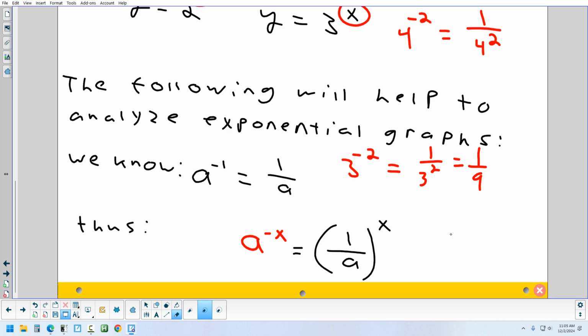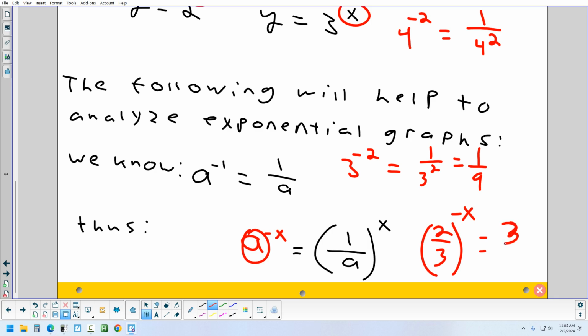I'll just do one more. Let's say we have 2/3 to the negative x. If I want to get rid of that negative, take my base, flip it, so make it 3/2, and then change the exponent to a positive. So that's what a negative exponent has to do with it. It's flip it. And if you ever forget, you could just put this in y1, put that in y2, and see if they look the same. They will. They'll be identical.